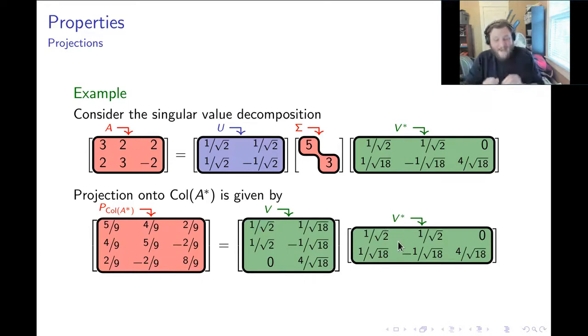Remember, V has orthonormal columns, but here V is not square. So V star times V is the identity, but V times V star is not necessarily the identity. In fact, here what we find is that V times V star is exactly projection onto the column space of A star. So if you have a singular value decomposition, you get projection onto the four fundamental subspaces with very little effort.